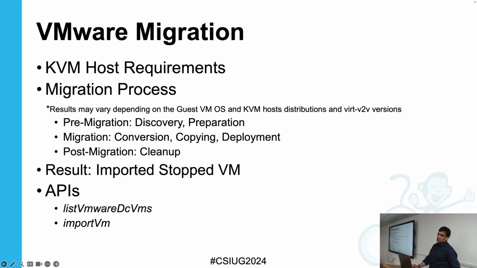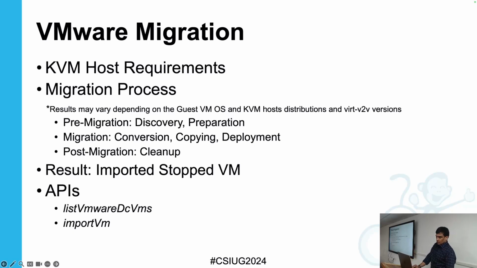And these are the two new APIs introduced as part of this functionality. One is listVmwareDcVms, which lists all the VMs of a data center in an external VMware vCenter, and importVm is the actual API which initiates the import process.